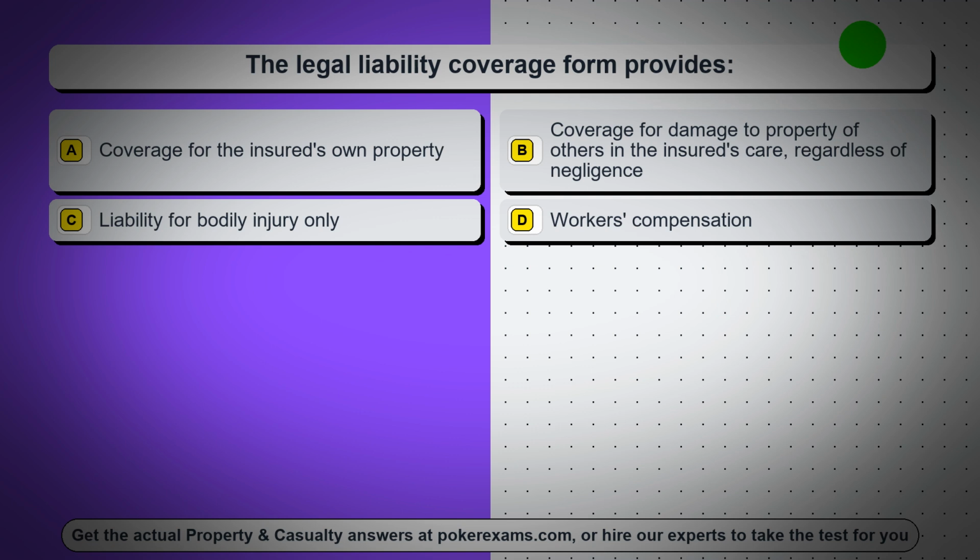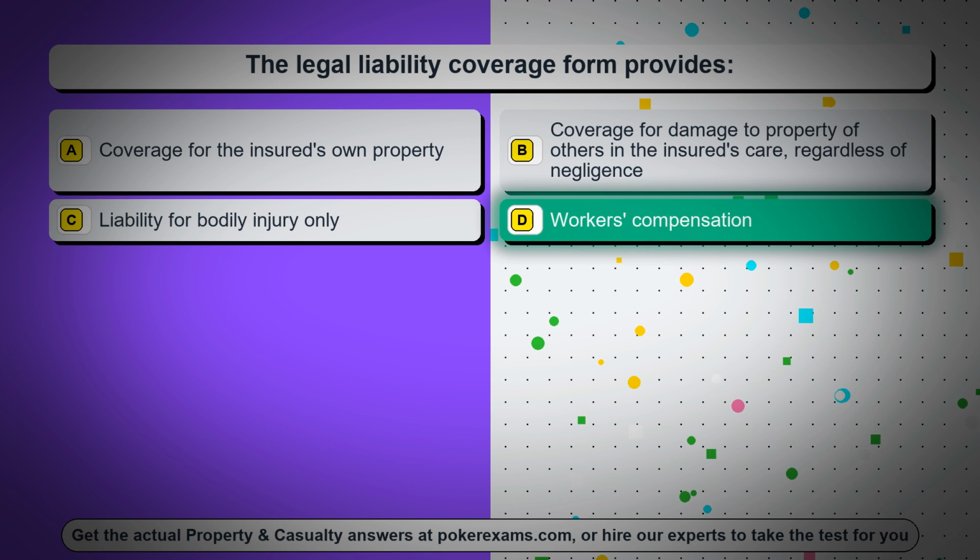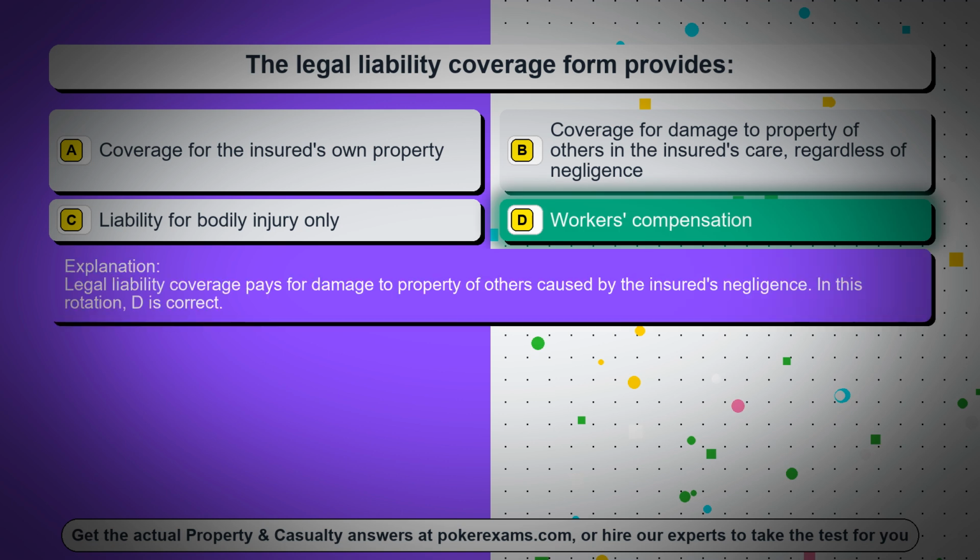Question 93. The legal liability coverage form provides: Option A, coverage for the insured's own property. Option B, coverage for damage to property of others in the insured's care, regardless of negligence. Option C, liability for bodily injury only. Option D, workers' compensation. The correct answer is option D, workers' compensation. Legal liability coverage pays for damage to property of others caused by the insured's negligence. In this rotation, D is correct.